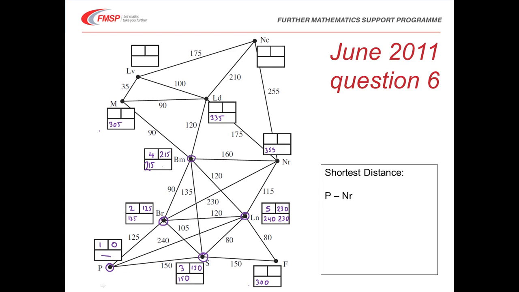Where can I get to from there? 230 plus 80 is 310. No, I don't think I ought to be writing in 310, because 300 is better than that. Where else can I go? 230, not to this vertex, or the boxed ones. 230 plus 115, that's 345. That is better. So in goes the 345 here. That's all the vertices I can go to from LN.